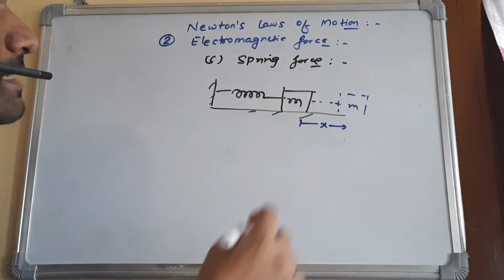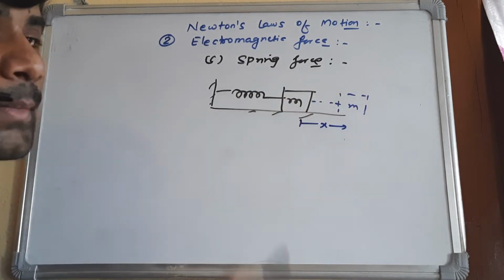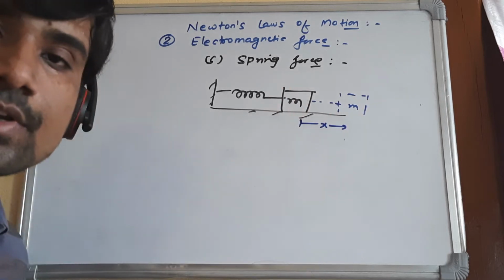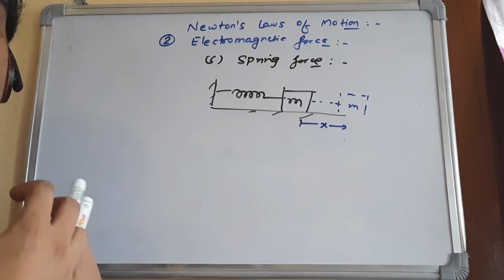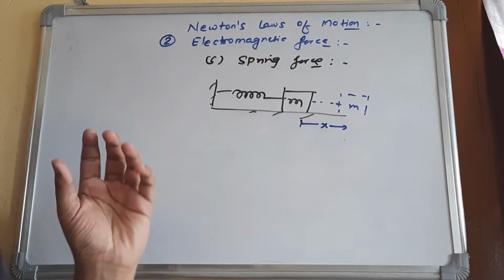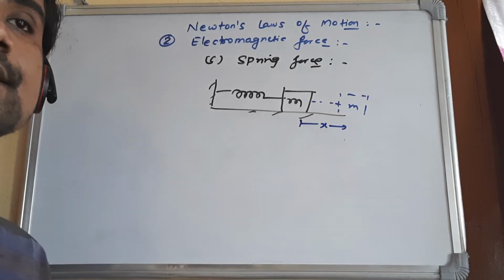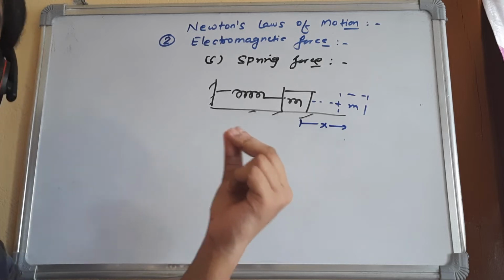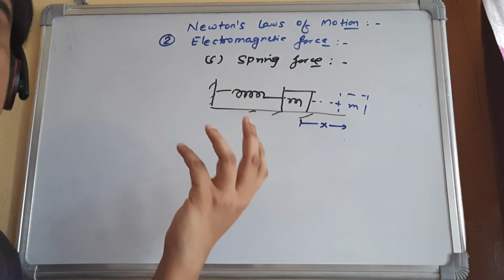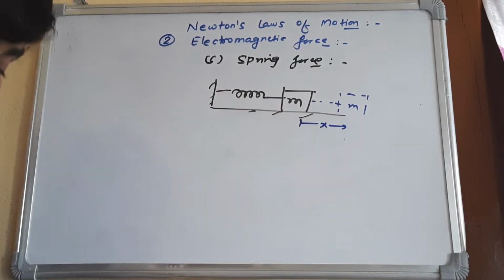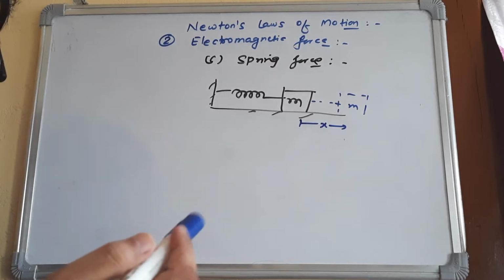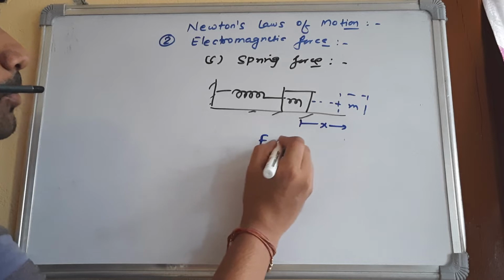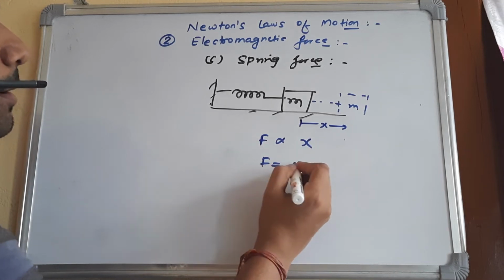And again there is a contact between a spring and the mass. So the spring will exert a restoring force to come back to its natural position. This spring has a nature of elasticity, by which it will exert a restoring force to bring it back to its natural or mean position, and that force is called the force by the stretched spring, which is given by: force is proportional to x, and it is given by minus kx.